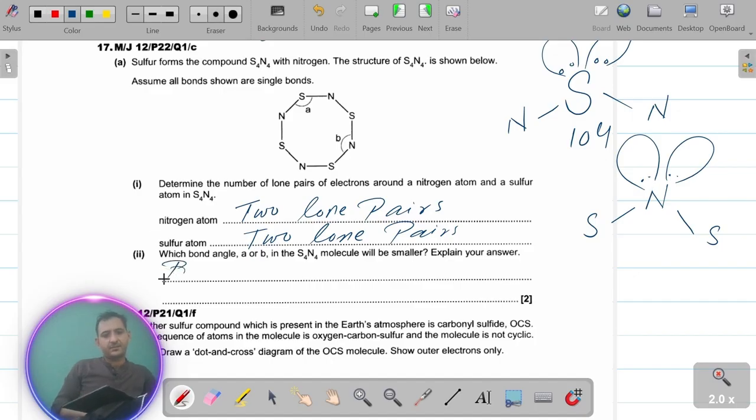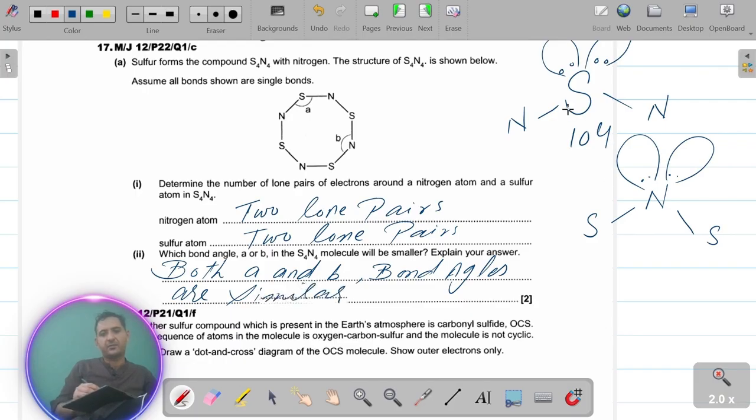Both A and B bond angles are similar because they both have the same number of bond pairs and the same number of lone pairs of electrons. It is the reason, okay.